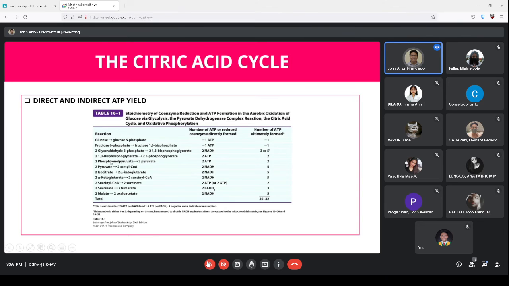So, bisphosphoglycerate to phosphoglycerate, nag-produce ka ng dalawang ATP, equivalent siya sa 280. And kaya maraming energy na napoproduce kasi di ba remember marami tayong NADH na napoproduce, meron tayong tatlo, hindi apat. I know, bukod tong acetyl-CoA.